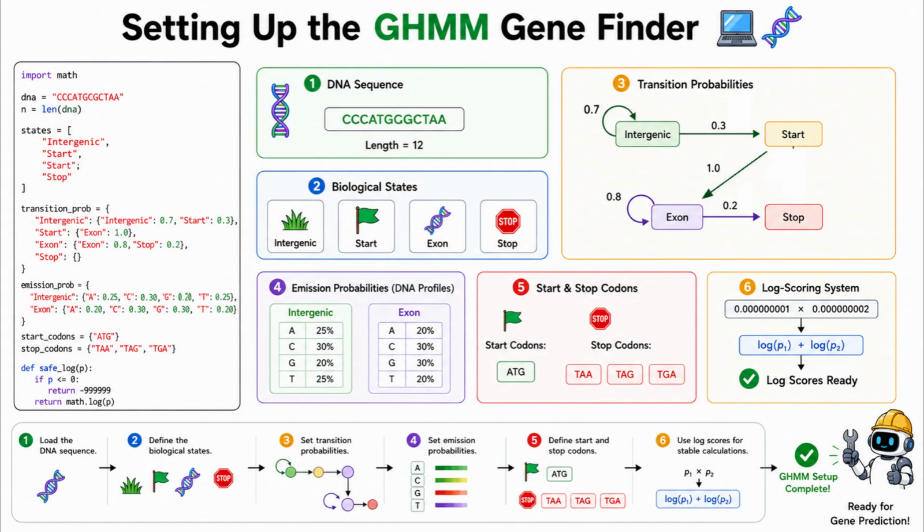First, we load the DNA sequence. Next, we define the biological states and how they connect. We then specify transition probabilities and DNA emission probabilities. We also define the start and stop codons that mark gene boundaries. Finally, we convert probabilities into log scores so calculations remain stable. Now the GHMM is ready for Viterbi to begin searching for genes.